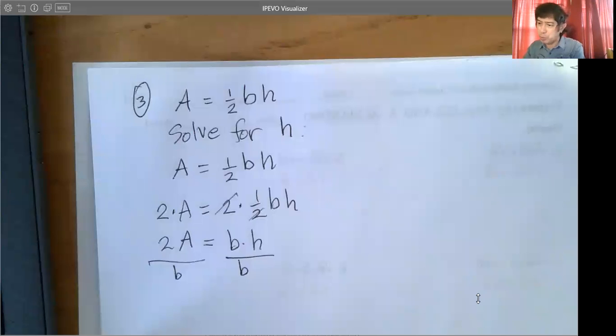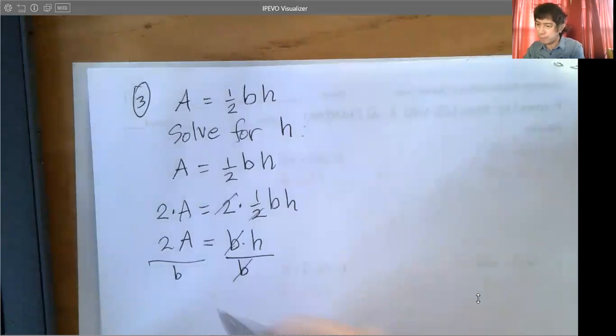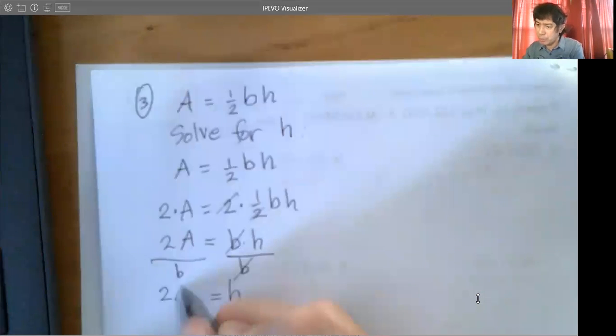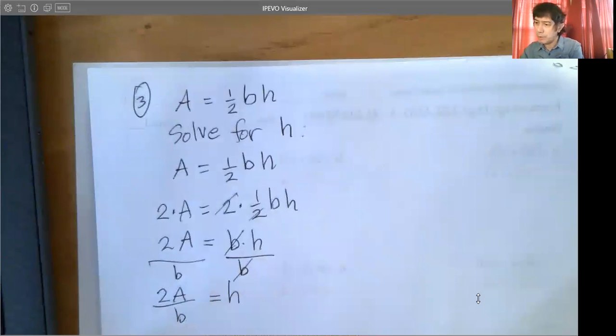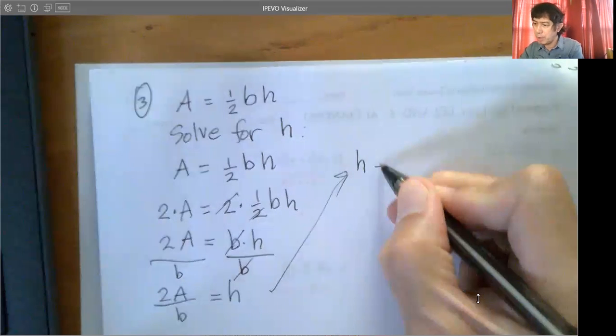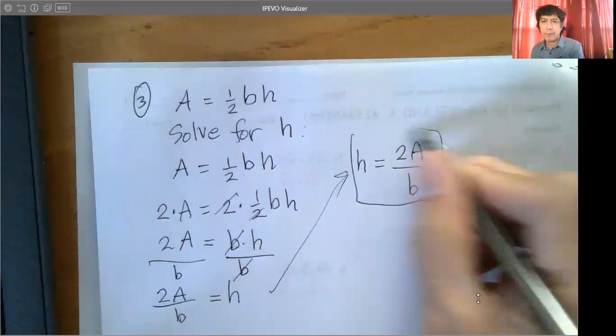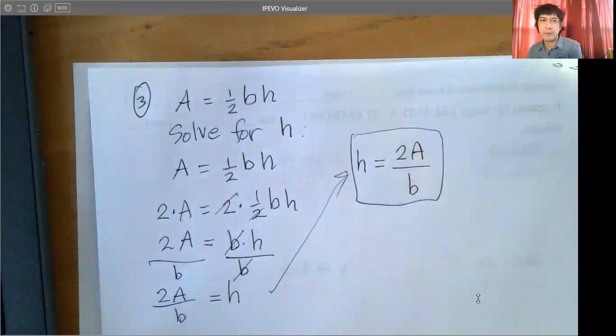At this point, B cancels out with B, and you can see H right there. The left side is 2A over B. So the required answer, by the symmetric property, is that height is equal to twice the area divided by B. That should be the answer.